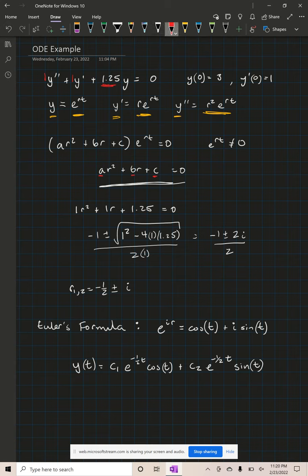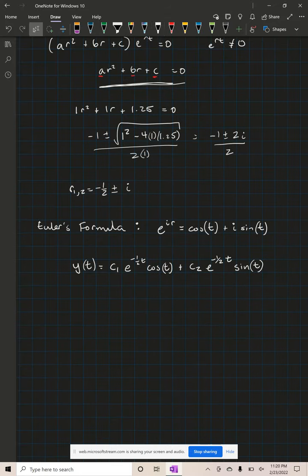Right here we have y of 0 is equal to 3. So what I can do is say y of t is now 3, and then everywhere I see a t, I just plug in a 0.